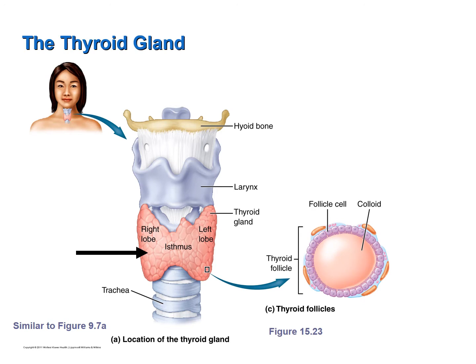A follicle is a space surrounded by a single layer of follicular cells, and in this space we have a viscous fluid called colloid, and it is within this viscous fluid that thyroid hormones are synthesized. Thyroid hormones are unique in that they are the only hormones that are synthesized extracellularly, that is, outside of cells.